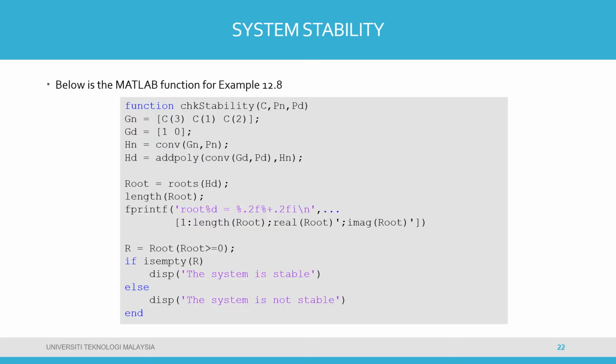So you have to create a function here. The user-defined function is called check stability, with inputs C, which is the controller, Pn, and Pd. Okay, so let me clear this first.